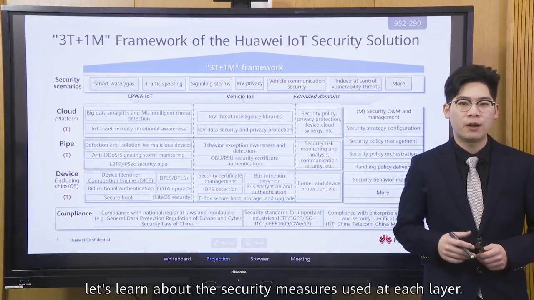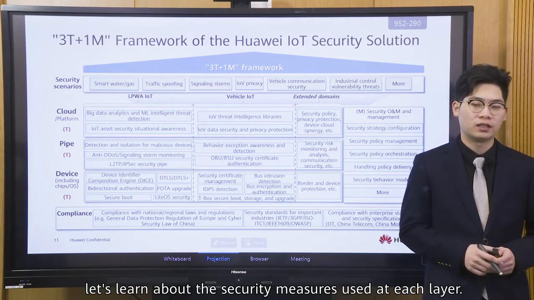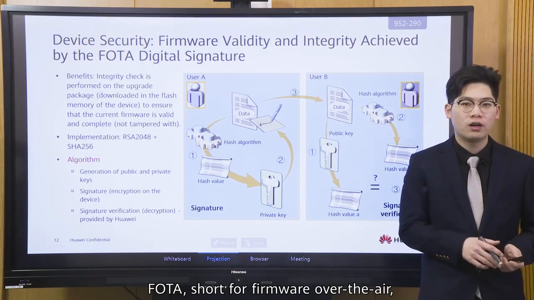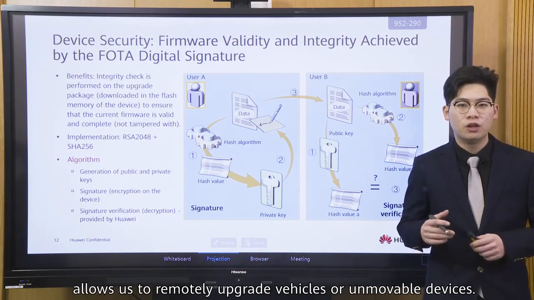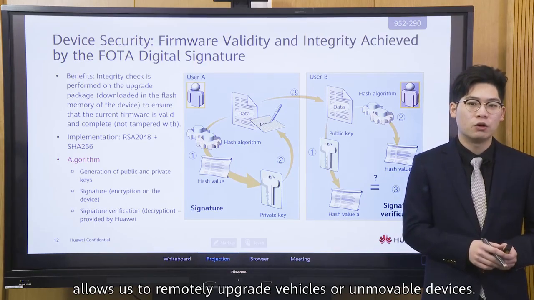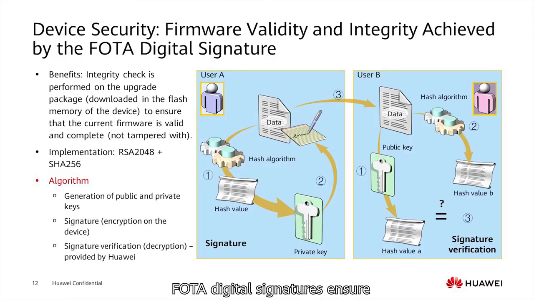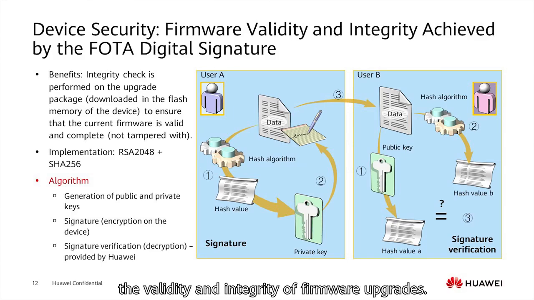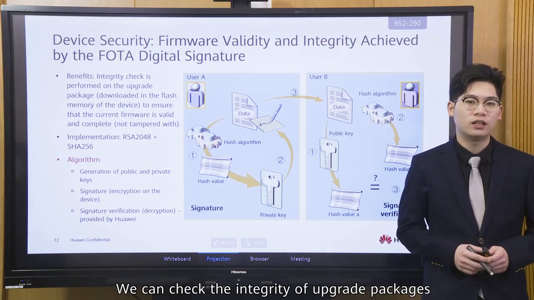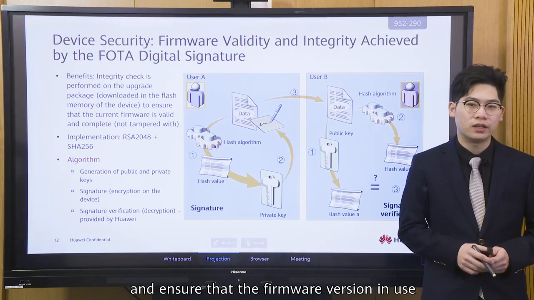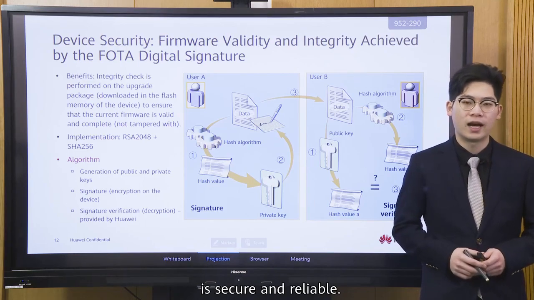Next, let's learn about the security measures used at each layer. FOTA, short for firmware over the air, allows us to remotely upgrade vehicles or unmovable devices. At the sensing layer, FOTA digital signatures ensure the validity and integrity of firmware upgrades. We can check the integrity of upgrade packages and ensure that the firmware version in use is secure and reliable.